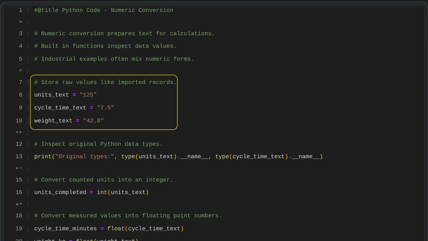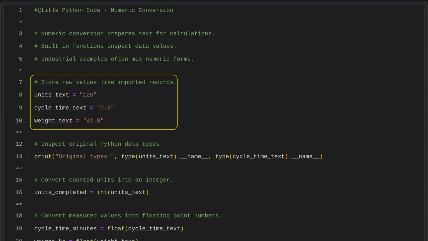The data starts as raw text values, such as the number of units, the cycle time in minutes, and the weight in kilograms. These text values represent 125 units, 7.5 minutes, and 42.8 kilograms, and will later be converted into numbers for calculations.